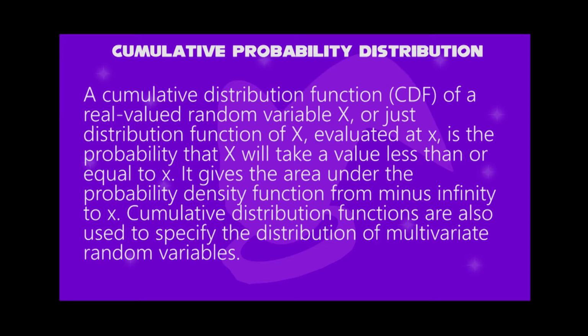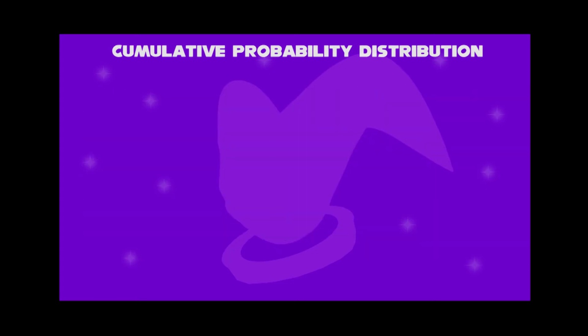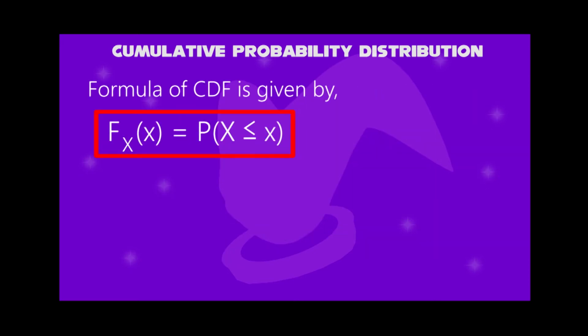In the case of a scalar continuous distribution, it gives the area under the probability density function from negative infinity to x. Cumulative distribution functions are also used to specify the distribution of multivariate random variables. Note that its formula is given by F_X(x) = P(X ≤ x), where the right-hand side represents the probability that the random variable X takes on a value less than or equal to x.